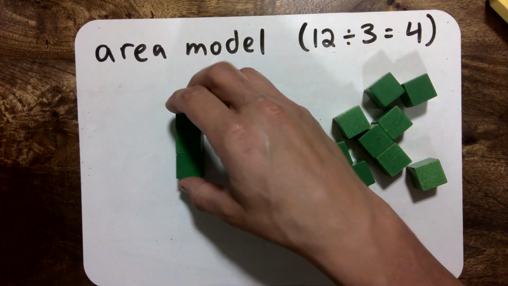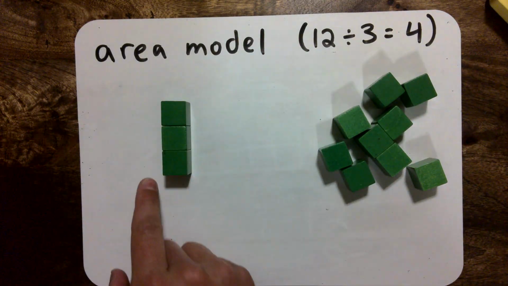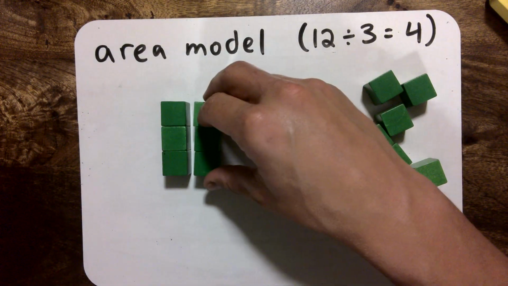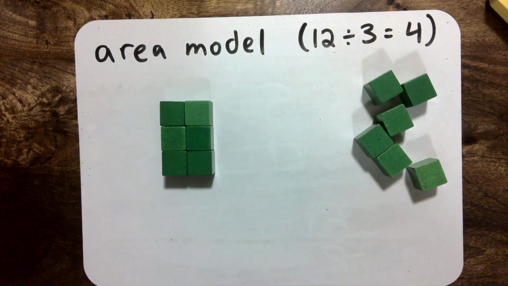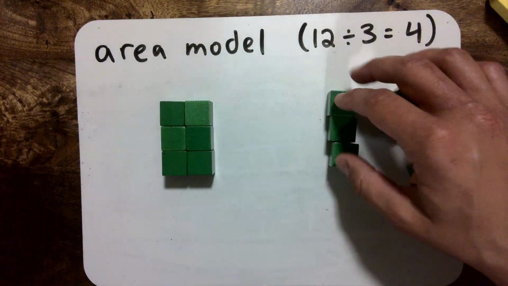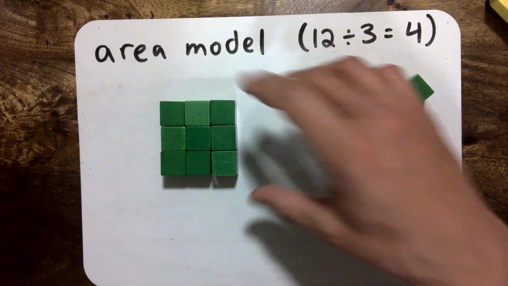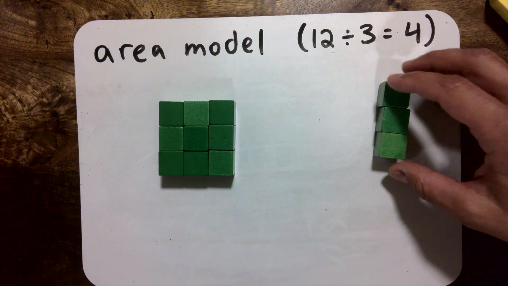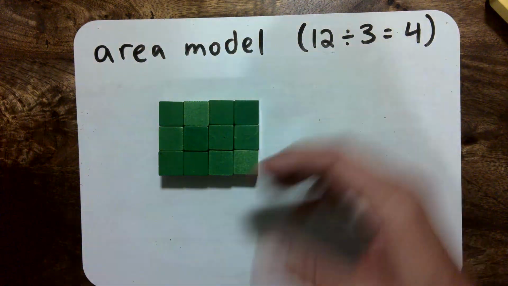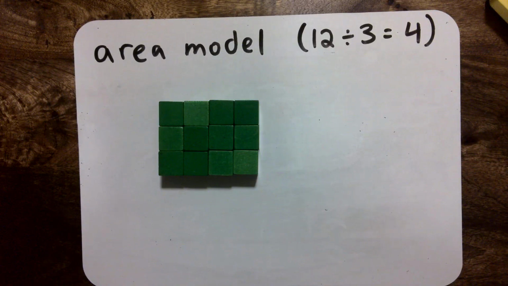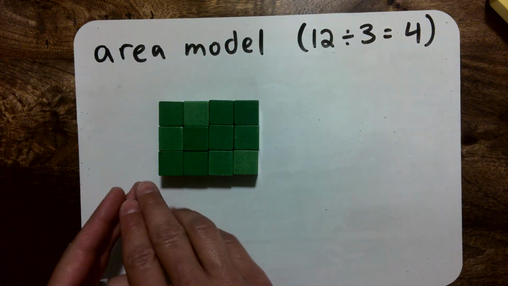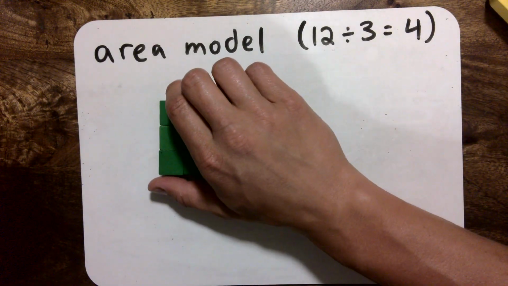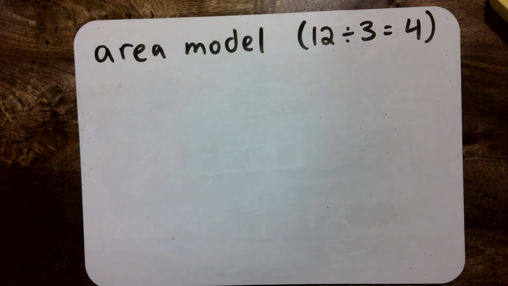So then we'll take 3. Right, so here I have 3 rows that have a size of 1, and then I'll keep building onto this model until I run out of cubes. Okay, so 3 rows that have a size of 2, 3 rows that have a size of 3, and now 3 rows that have a size of 4. So there we can see from those 12 square units, if we divide that into 3 equal rows, each row will have a size of 4. Okay. So that's the concrete area model.